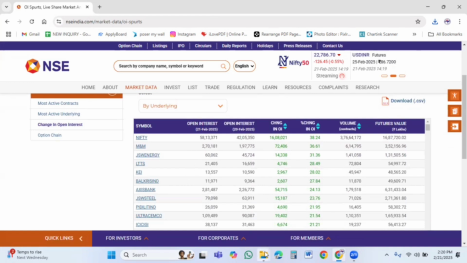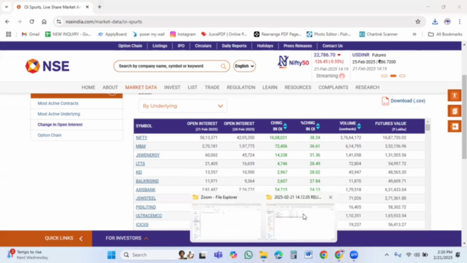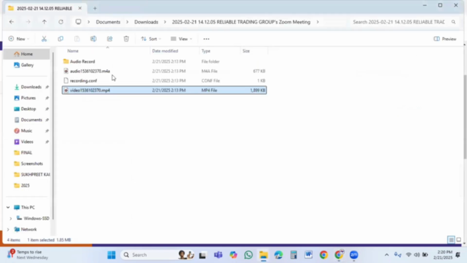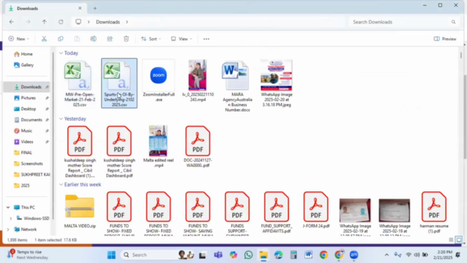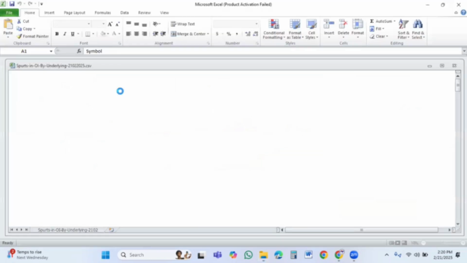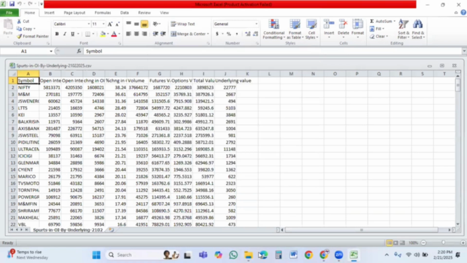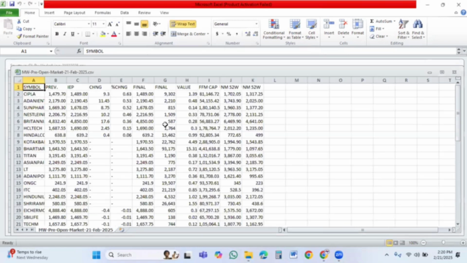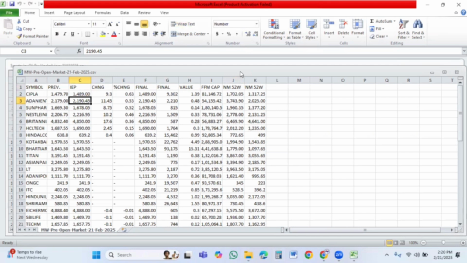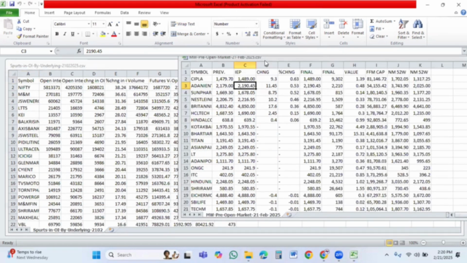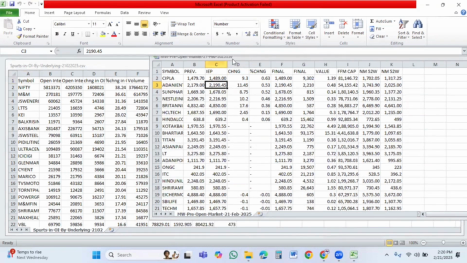The critical point is that you have to go into those Excel sheets which you downloaded. So we are going into downloads, and we are looking at two files here: the OI spurt file, and the second thing we are looking at is the pre-open. So we have got two files now. What you have to do is look at the first 5 or 7 stocks from the top of the pre-open market. So this is the pre-open Excel.